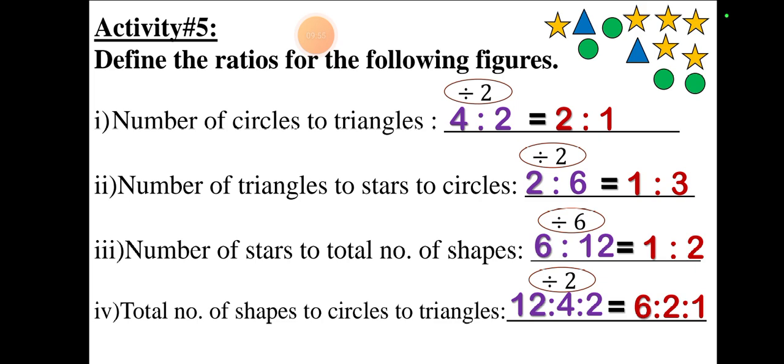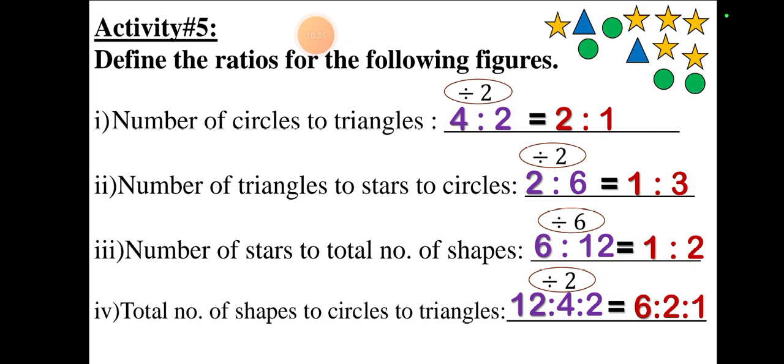Number of triangles to stars to circles. So first of all, triangles, there are 2 triangles. Ratio stars, that are 6. Okay, wait. Number of triangles to stars to circles. Okay, here they have not done that. Wait a second. Yeah, so triangles, there are 2, ratio circles. How many circles do I have? 4. First I have to give triangles that are 2, then stars 6, ratio circles 4. So 2 ratio 6 ratio 4 divided by 2, and 1 ratio 3 ratio 2 is my answer.